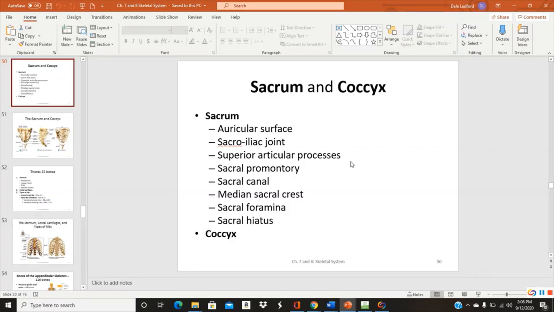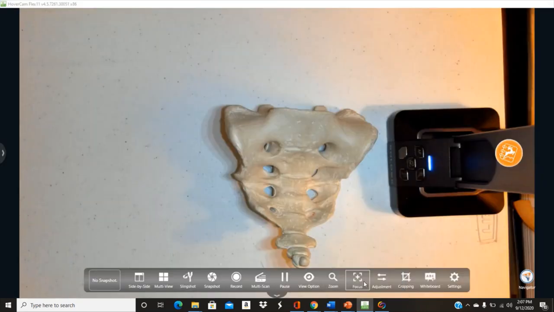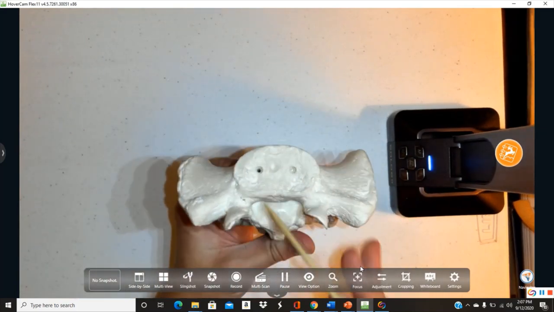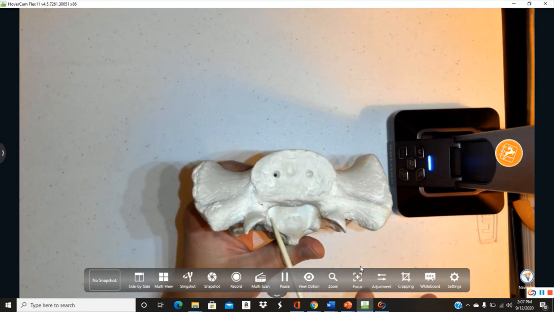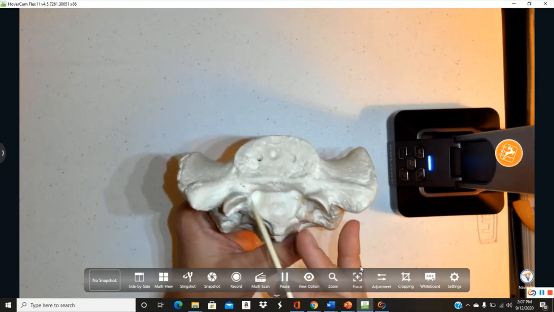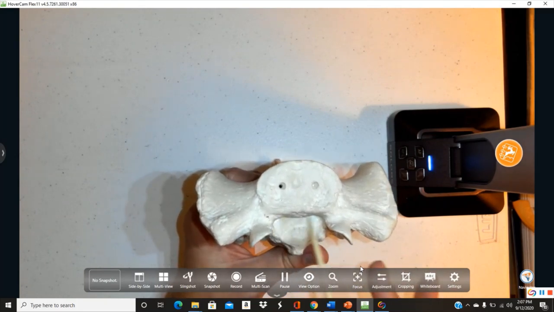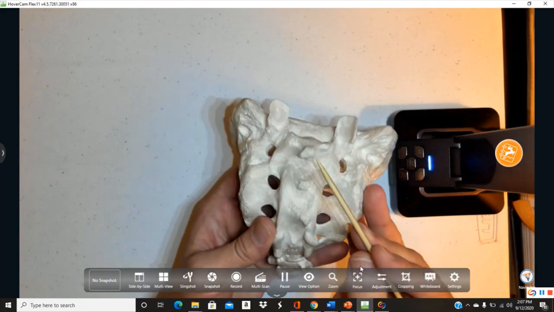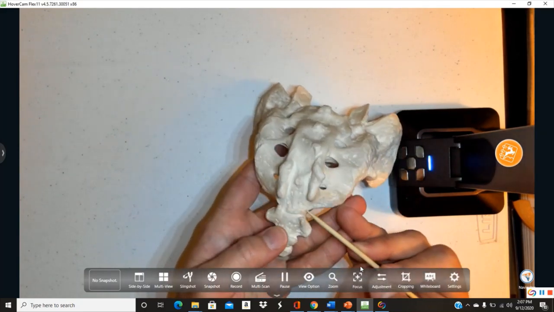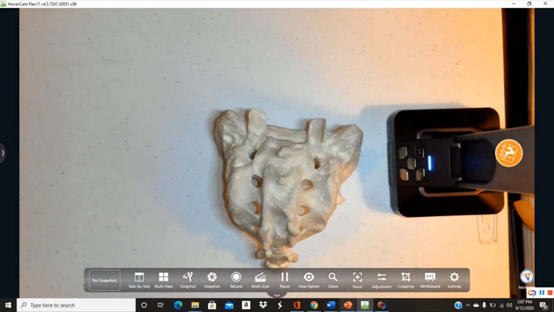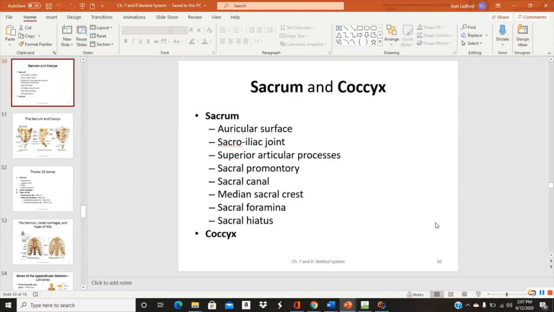The sacral canal on my model is not very well visible, but I did pick one that had a fused sacrum and coccyx. The sacral canal would be located here, where this model is not open because it's solid. This would be open for nerves to enter. The cauda equina and stuff would enter down here, and there will be a hollow tunnel coming out and ending about here near where the coccyx attaches. And where the sacral canal ends, you'll find the sacral hiatus.